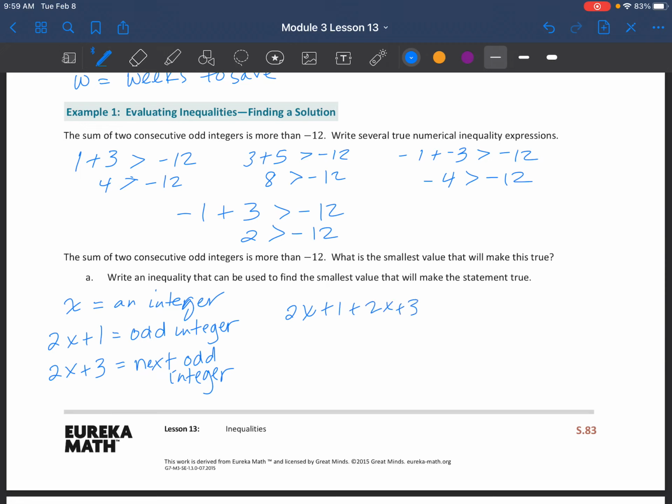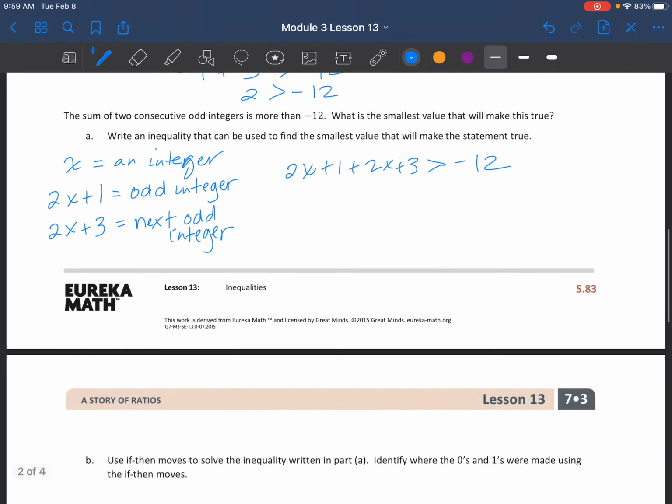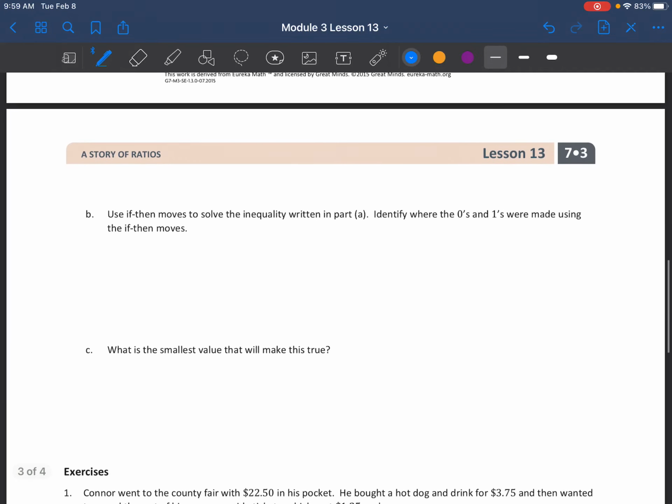So let's put this in the form of an inequality. We can say that 2x plus 1 plus 2x plus 3, because we only need two consecutive integers. And because, again, the sum of two consecutive odd integers is more than negative 12, we're going to say it has to be greater than, not equal to, negative 12. And so whatever integers we put into this should help us come out with the smallest number. All right.